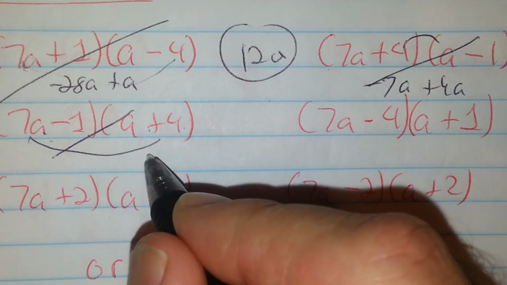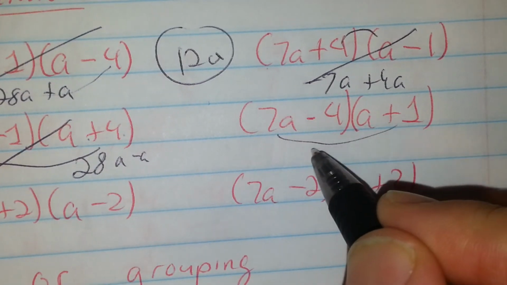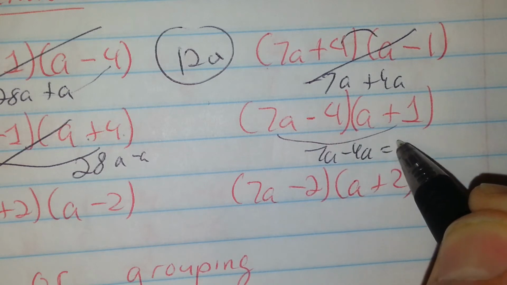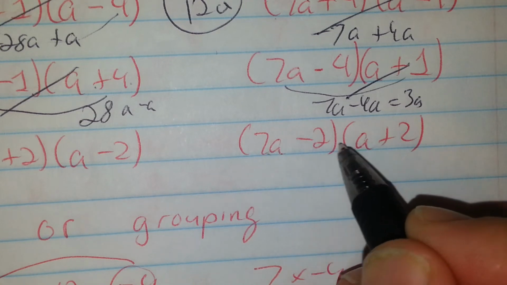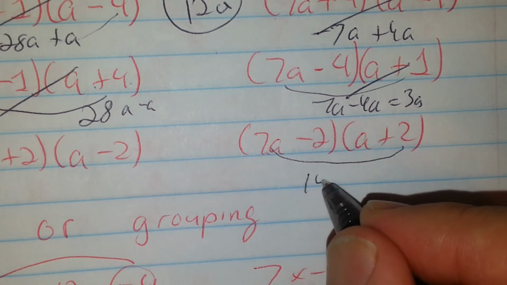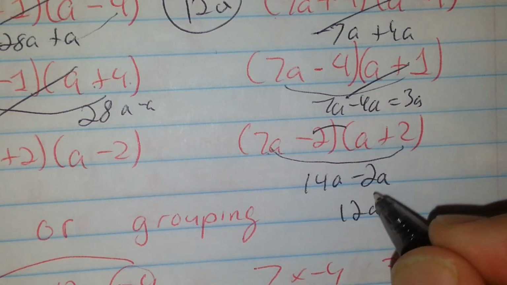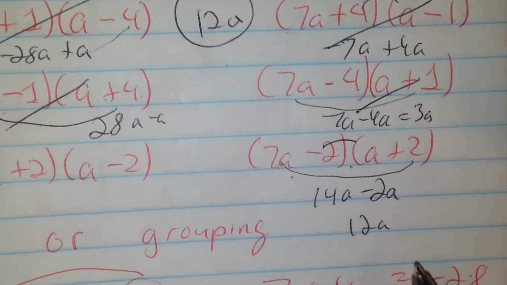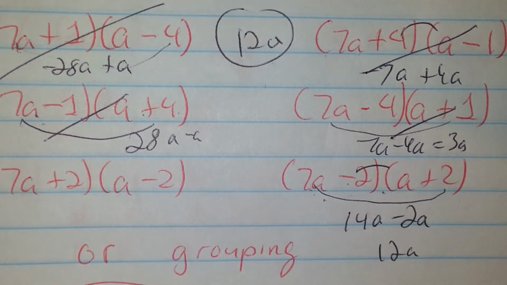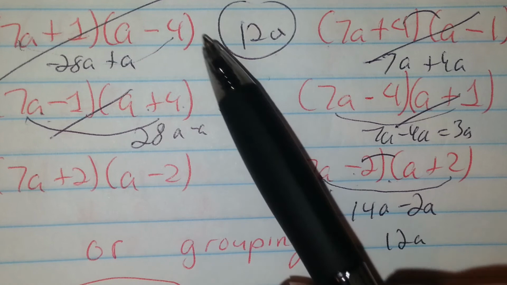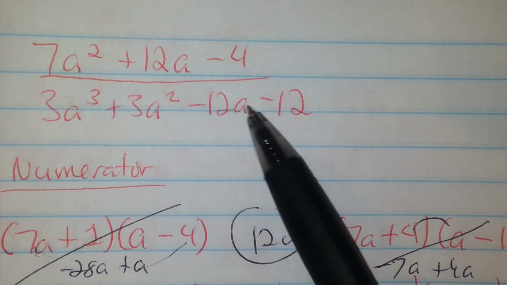The 7a times plus 4, 28a minus a, that's not going to work. Here I've got 7a minus 4a equals 3a, that's not it. So we come down here, and we've got 7a times 2, that's 14a, and the inner is minus 2a, that's 12a. So here's our factoring, 12a. It took us a while, but we did it: 7a minus 2, a plus 2. I did all these different combinations, but notice the signs are plus, minus, minus, plus to get this negative here.